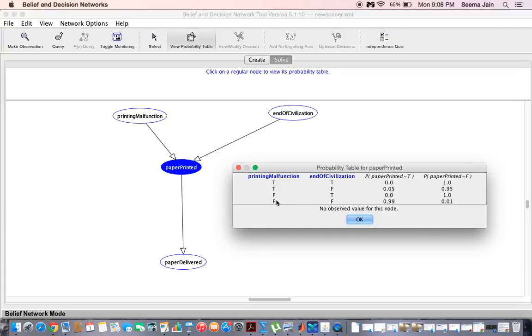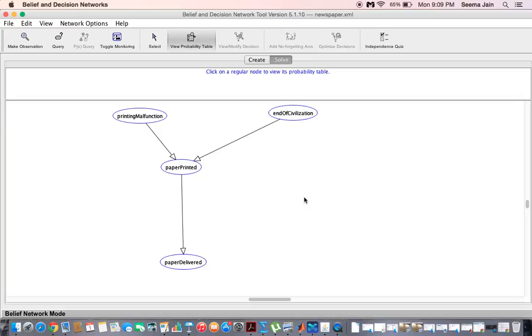And if the printer has not malfunctioned and it's not the end of civilization, then the delivery is almost certain. The non-zero probability for paper not being delivered is to account for cases like when the paper boy is not able to deliver or something like that.